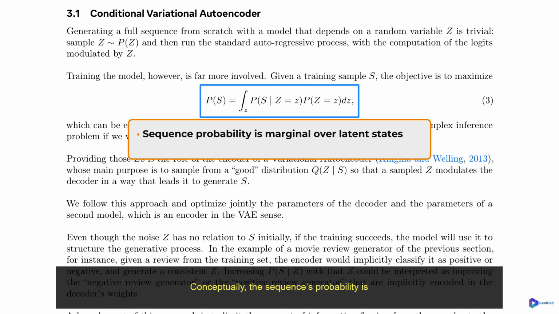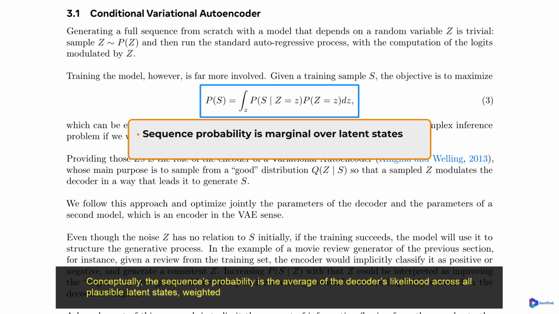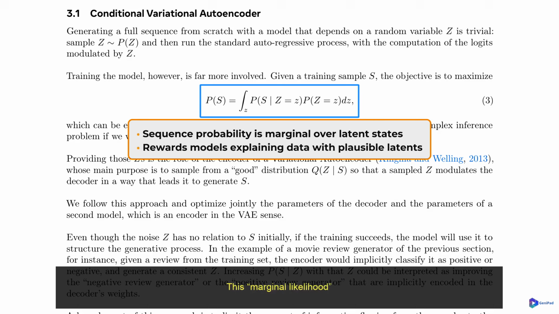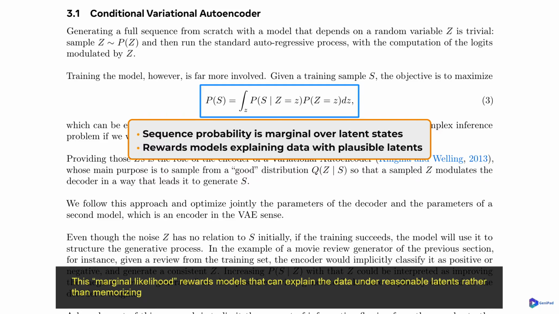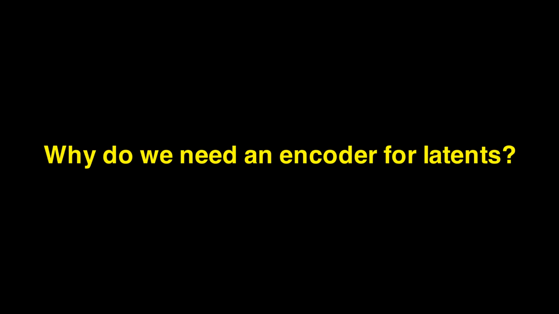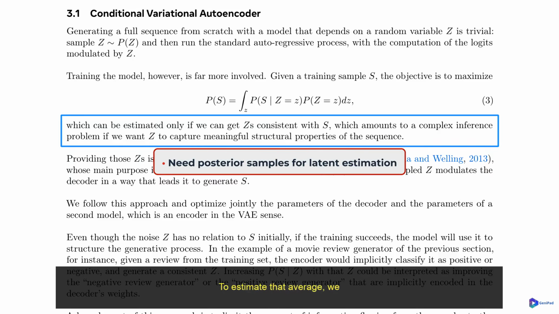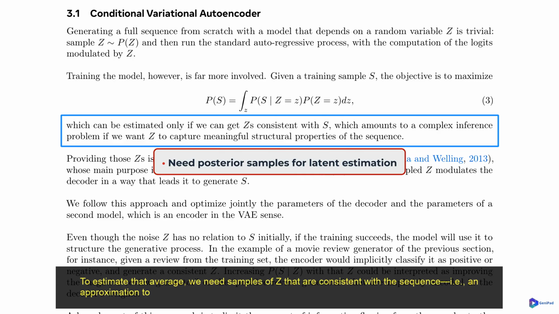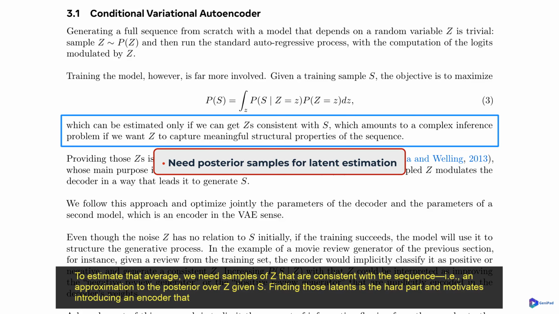Conceptually, the sequence's probability is the average of the decoder's likelihood across all plausible latent states, weighted by how likely each Z is under the prior. This marginal likelihood rewards models that can explain the data under reasonable latents rather than memorizing specific Zs. To estimate that average, we need samples of Z that are consistent with the sequence, i.e., an approximation to the posterior over Z given S. Finding those latents is the hard part and motivates introducing an encoder that proposes Z values tailored to each sequence.